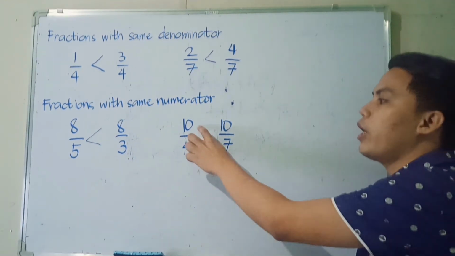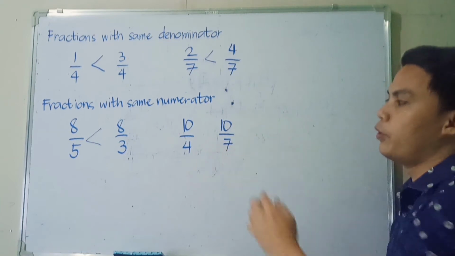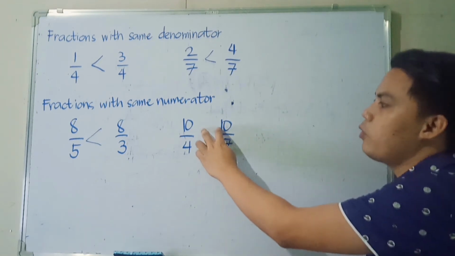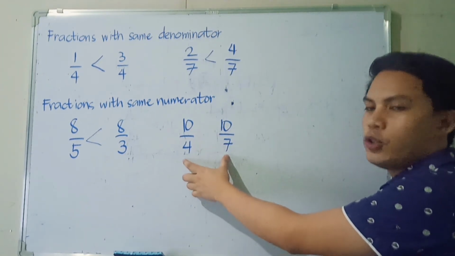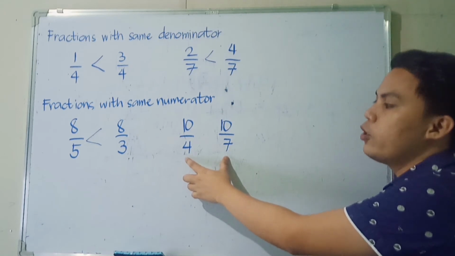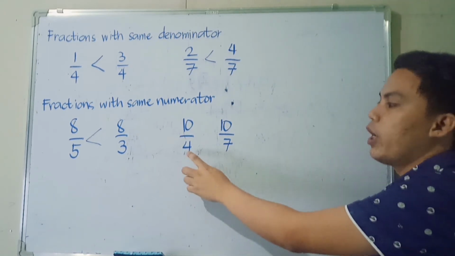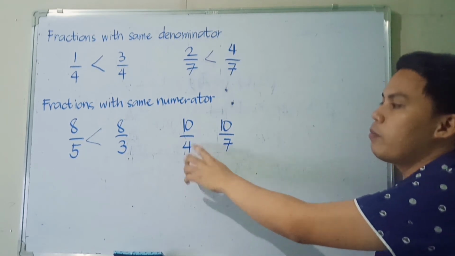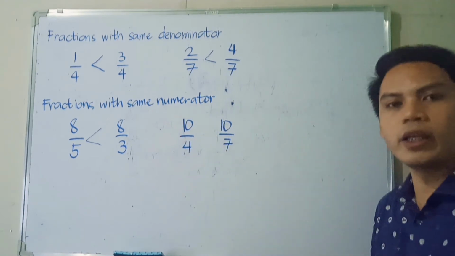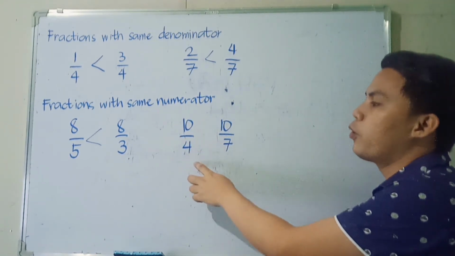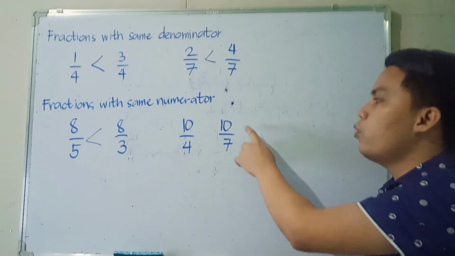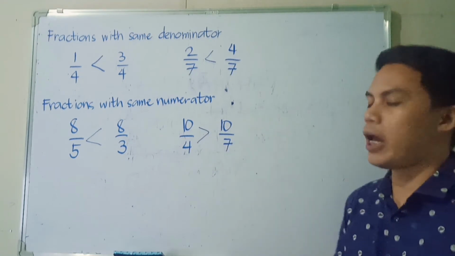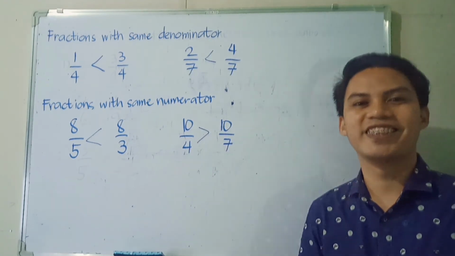Okay, next example, we have 10 over 4 and 10 over 7. How are we going to compare them? So again, since same yung numerator nila, titignan natin yung denominator nila. So titignan natin sino yung may maliit na denominator. So we have 4, mas maliit compared to 7. So since 4, mas maliit yung denominator ng first fraction, automatic yung first fraction natin na 10 over 4 has a greater value as compared to 10 over 7. Therefore, 10 over 4 is greater than 10 over 7.